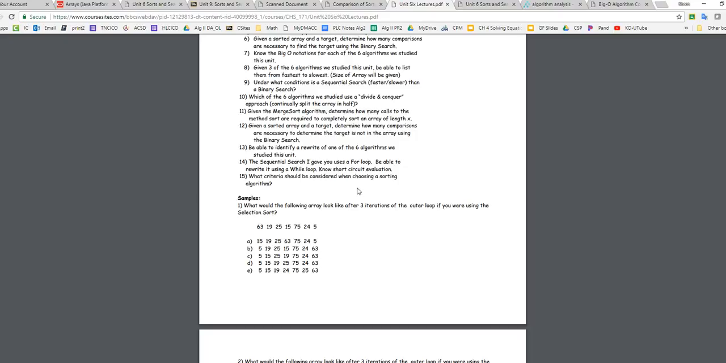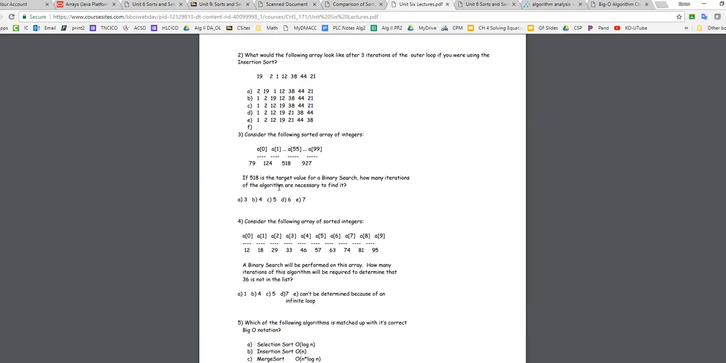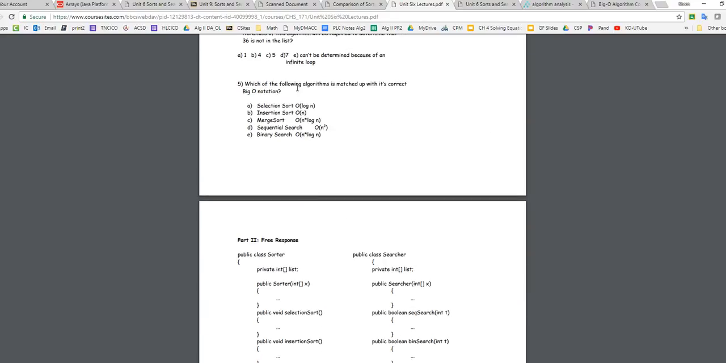And then what criteria should be used when choosing a sorting algorithm? That deals with, you should use speed, you should use how much memory it's going to take up, and the length of the array, I believe. There's actually a question I think that deals with that, okay? Here's an example of ordering low to high and seeing if you can match up the correct things, but then you should be able to put these also in order from low to high.